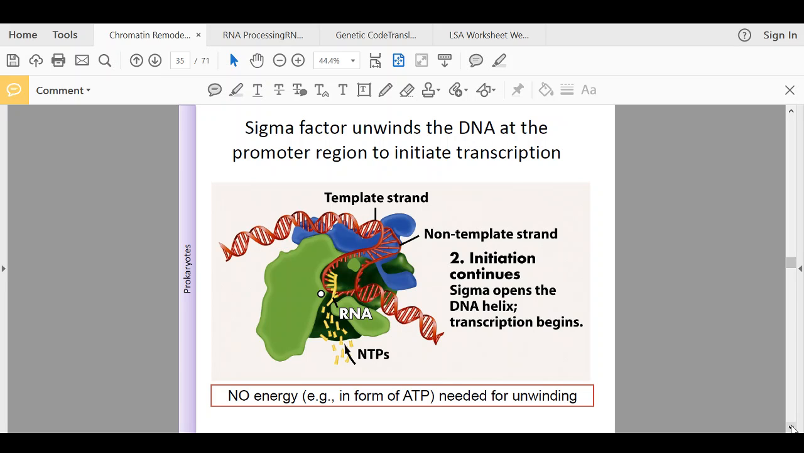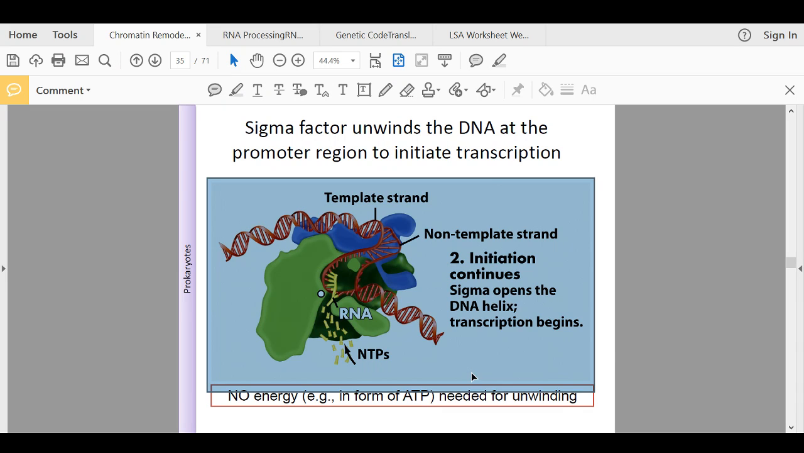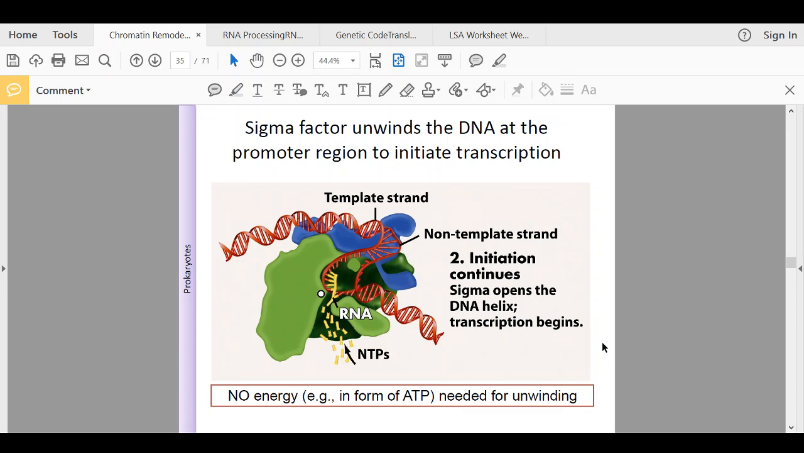So sigma factor unwinds the DNA at the promoter region to initiate transcription. And the second step, transcription, occurs. And notice that no energy in the form of ATP is actually needed for the unwinding, because in prokaryotes the sigma factor unwinding is energetically favorable.